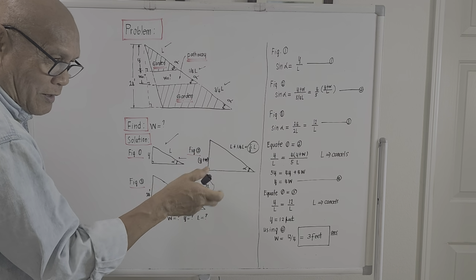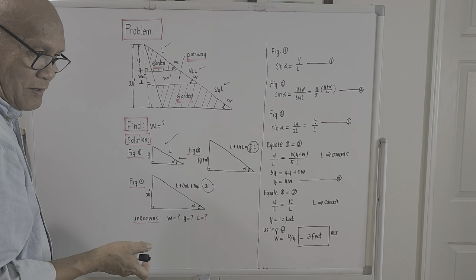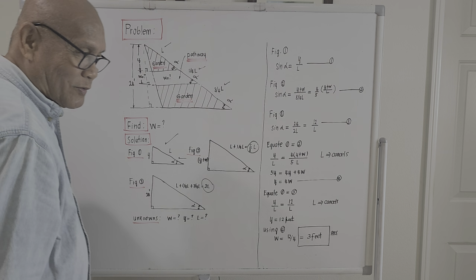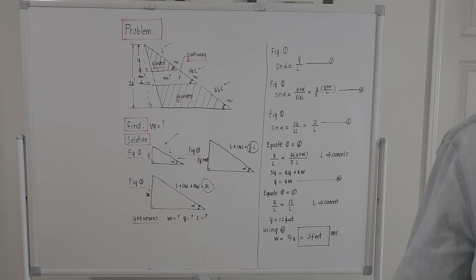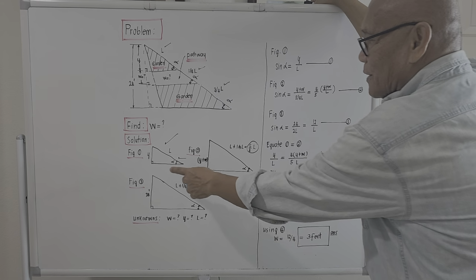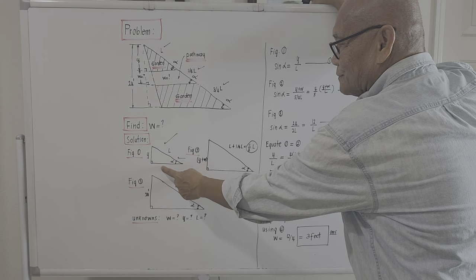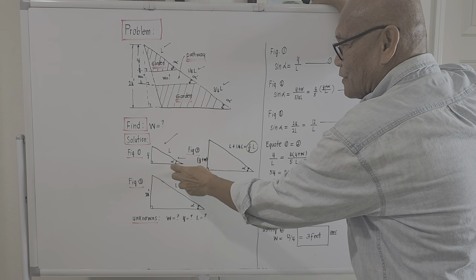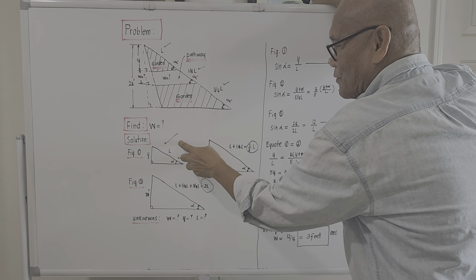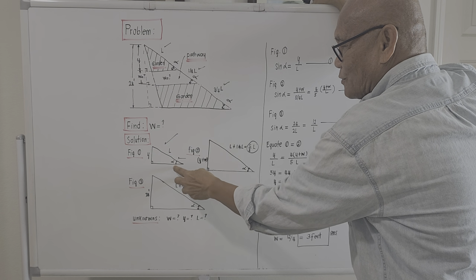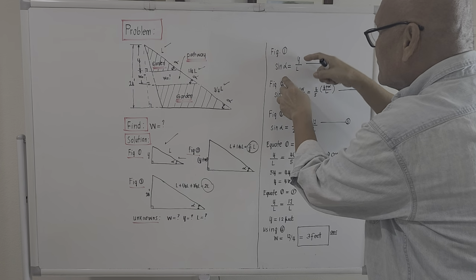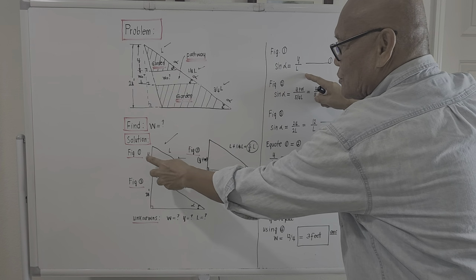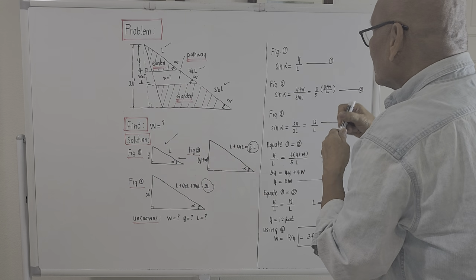To bring out the relations, we'll use the definition of the sine function. From figure number 1, considering alpha, this is the opposite side, this is the hypotenuse. So if we take the sine of alpha considering figure 1, sine of alpha will be the ratio y over L. We call that equation number 1.